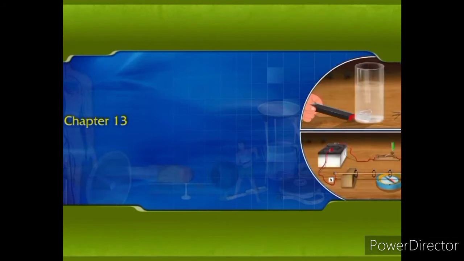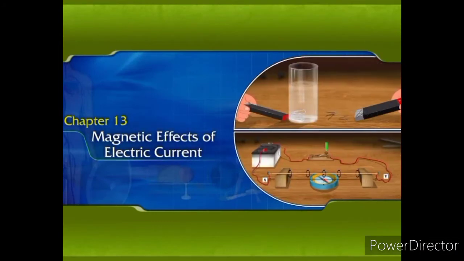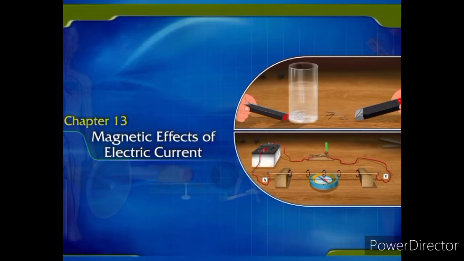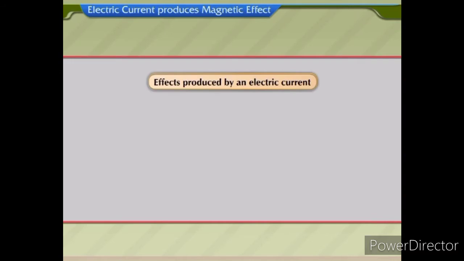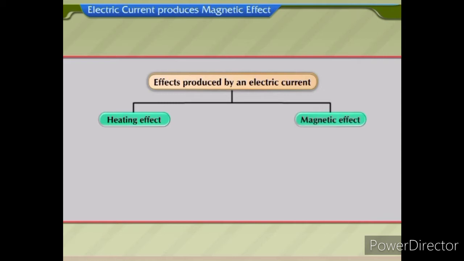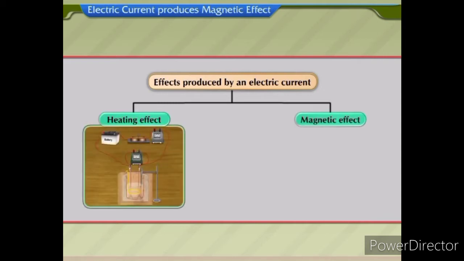Chapter 13 Magnetic Effects of Electric Current. Electric current produces magnetic effect. We know that the two effects produced by an electric current are heating effect and magnetic effect. Having learnt about heating effect, let us understand the magnetic effect of electric current by performing an activity.